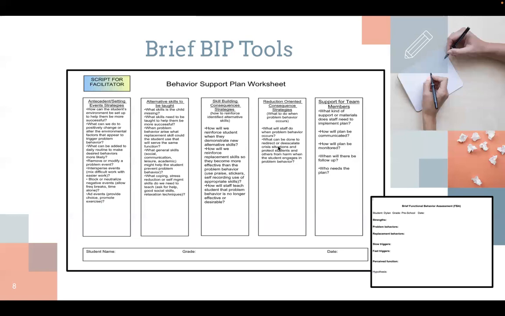Okay. So there are some good prompts there, and then support for team members. What kind of materials does the staff need to plan and implement? How will the plan be communicated, monitored, followed up, things like that? If this doesn't happen, even the best plan will not work. Remember that. And so when we're watching this clip with Dylan, we're thinking about the support for the family as the team members in this context. Okay.